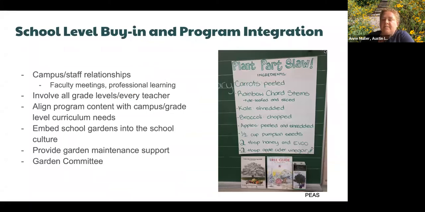So we had some buckets of wisdom that came from our group. One is school level buy-in and program integration, particularly getting to know campus staff at the beginning of the year through faculty meetings, professional learning opportunities, sitting down and eating with the teachers and the students. We heard a lot of examples of involving all grade levels and teachers, and then running the full gamut to even providing garden maintenance as a great way to get school buy-in, because we all know that maintenance is difficult. So for some, that was a strategy to build relationships, was helping to do the garden maintenance.